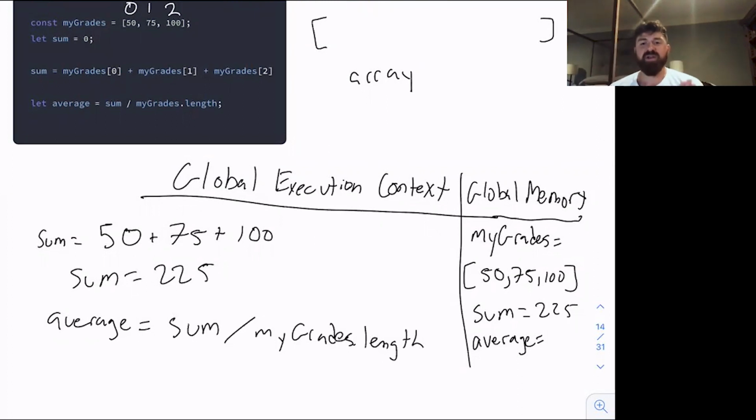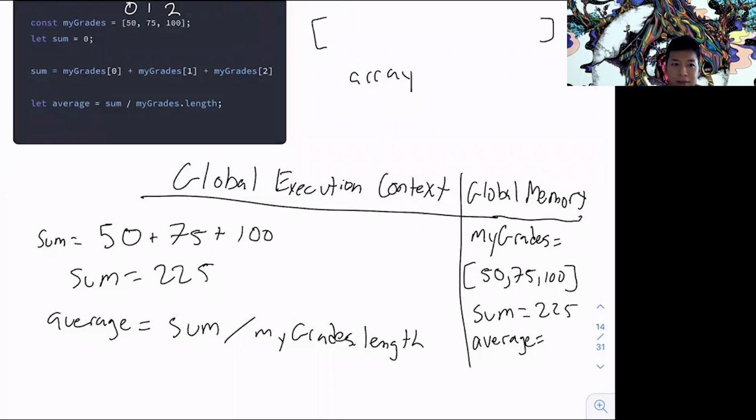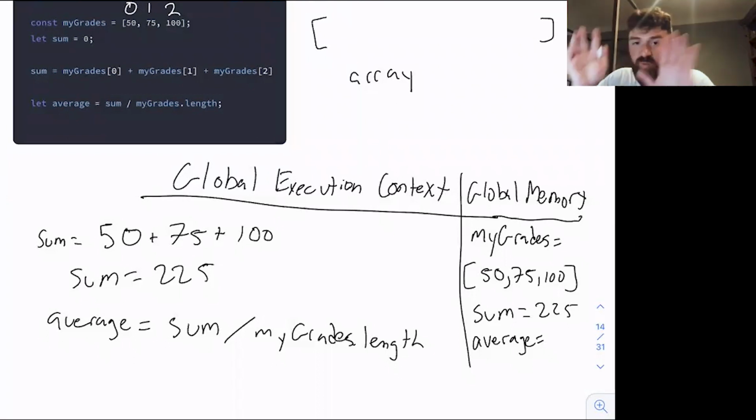Okay, so let's start here. Ronald, JavaScript is going to say we're declaring average. It's going to say sum, and it's going to look in memory and try to find sum. Ronald, do we have something in memory called sum? Yes. And what is its value? 225. Okay, cool. So really, this is the same thing as saying 225. But now we're trying to find the mygrades.length.